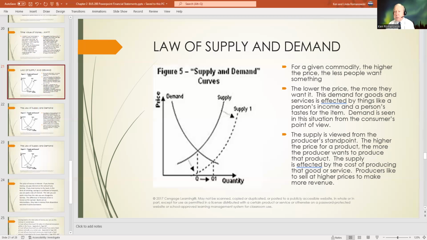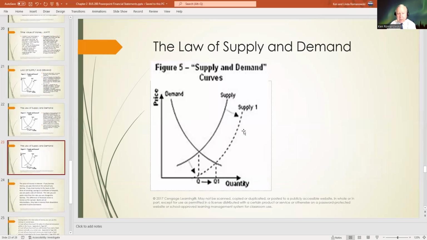The supply is brought on by the people who manufacture the goods. Those who manufacture the goods want the higher price. Those who want as much of the product as possible, the consumers, want a lower price. So the point at which the supply equals the demand, that's known as equilibrium. So we move on to the next slide here.